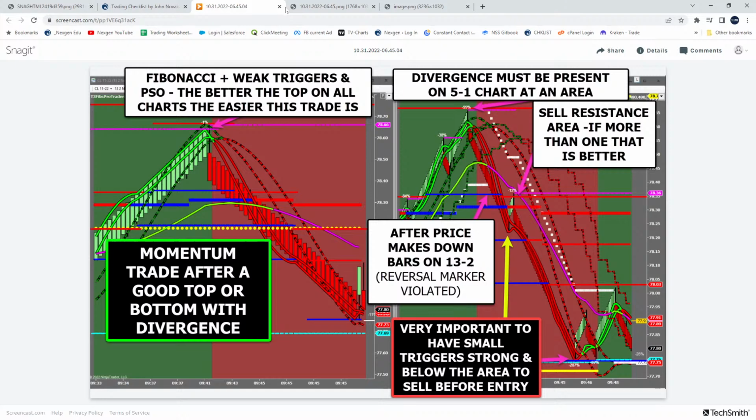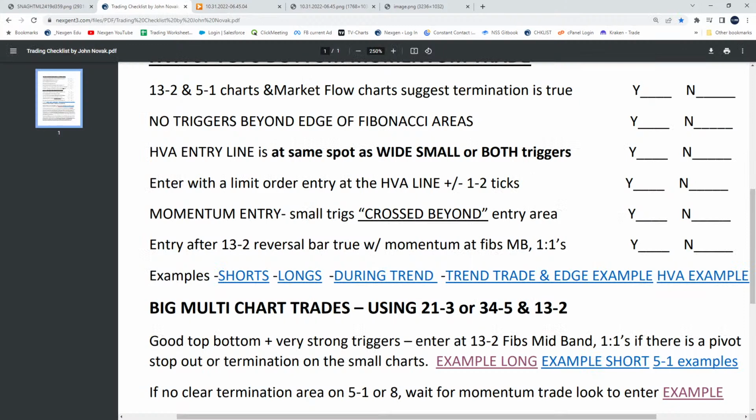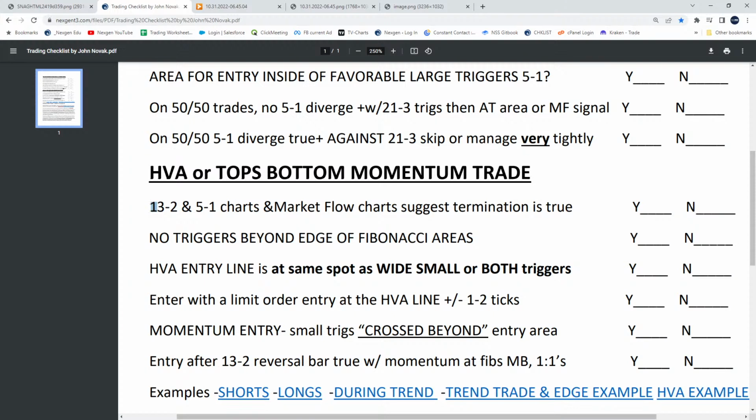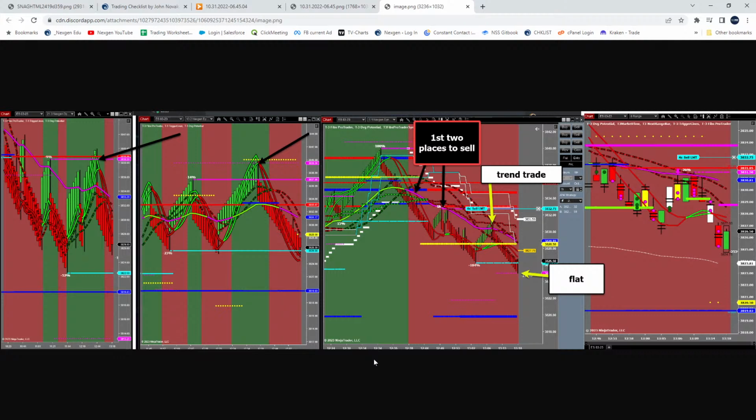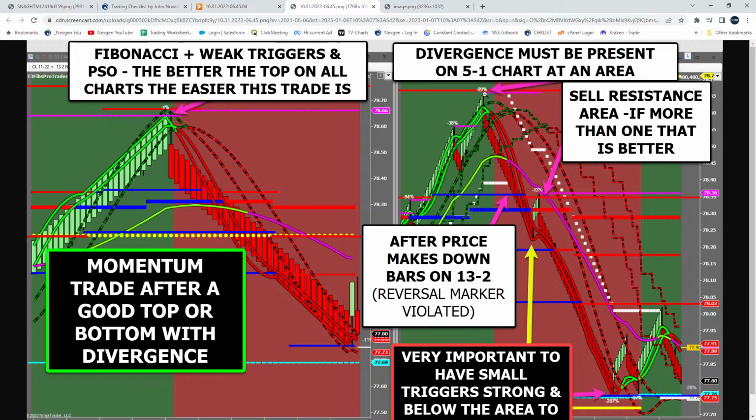The quality of the top or bottom is the most paramount portion of this checklist. Look what my checklist says: the 13.2 and 5.1 and market flow charts all suggest that a termination condition is true. It's not one chart. It's all my charts say the same thing at the same place at the same time. Does that make sense? So when we look at this picture here, obviously you can't see the market flow chart in this one.